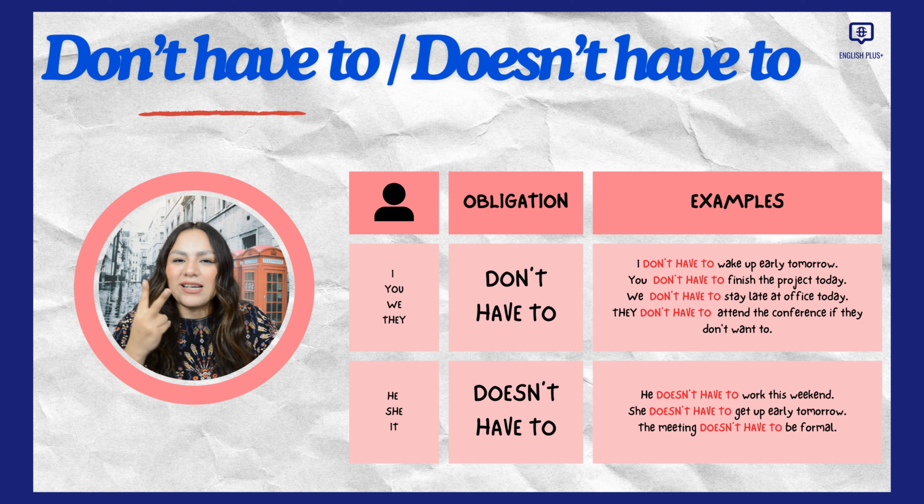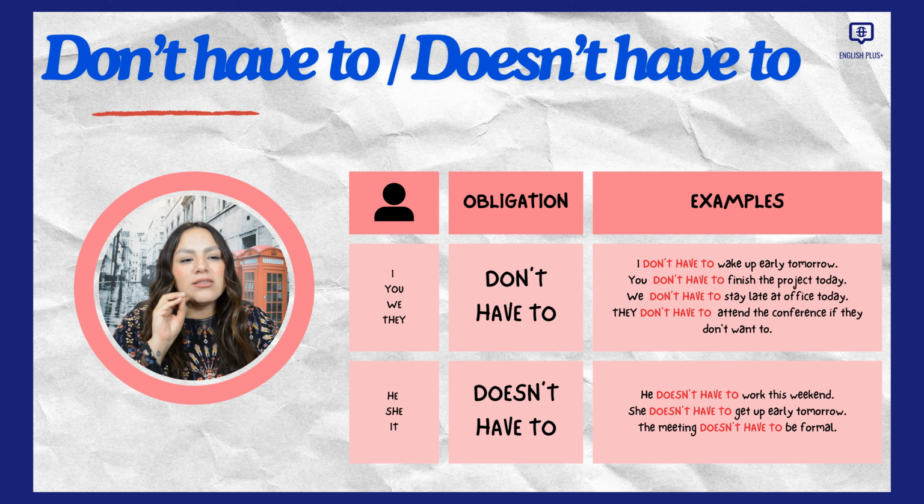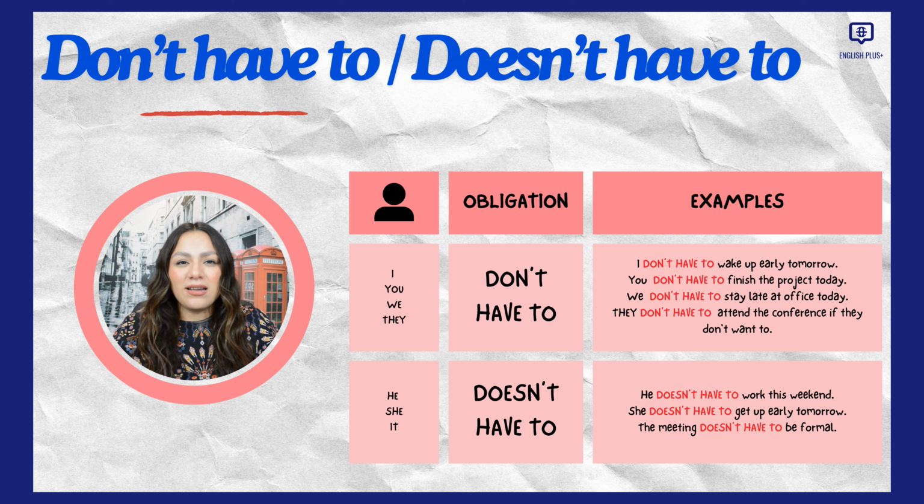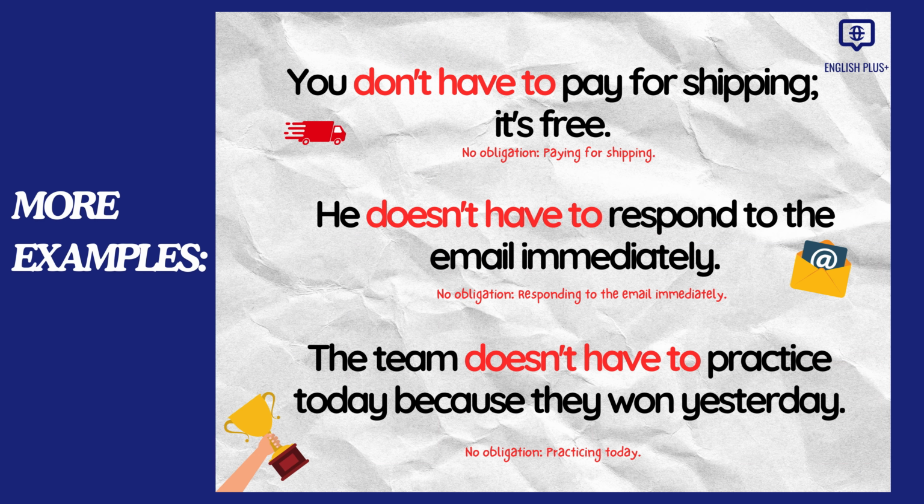Let's continue with the second example, but now for the pronouns he, she, it. Remember that for this, the auxiliary is going to change to doesn't have to. Let's pay attention to the examples. He doesn't have to work this weekend. One more time, it's not necessary. Second example. She doesn't have to get up early tomorrow. Can you see? It's talking about now, but a non-obligation.